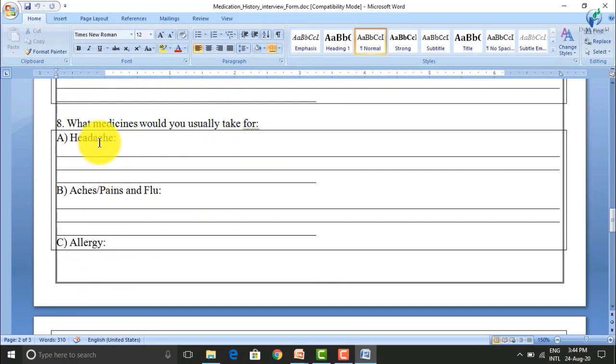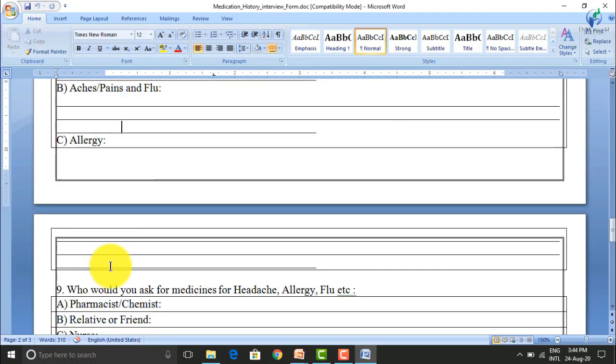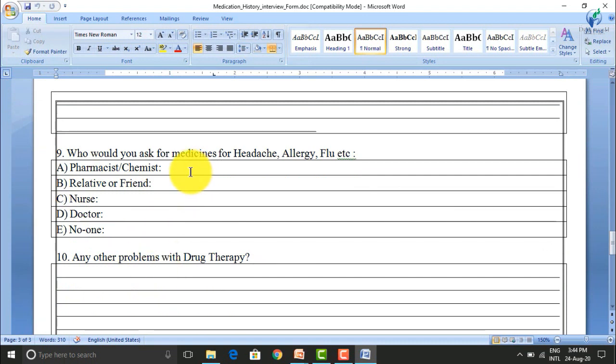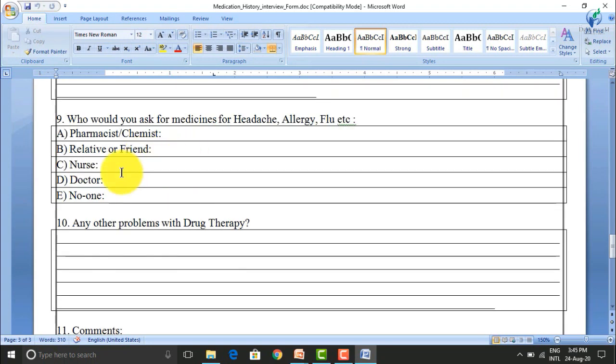मतलब अगर कोई पेशेंट है, if he is taking OTC product, then whether he is taking the product for the headache, pain, flu, allergy, then we have to mention over here. Then who would you ask for medicine for headache, allergy or flu? मतलब यहाँ पे अगर कोई पेशेंट को हेडेक है तो he will ask whether to the pharmacist, relative or friend, nurse, doctor or no one.